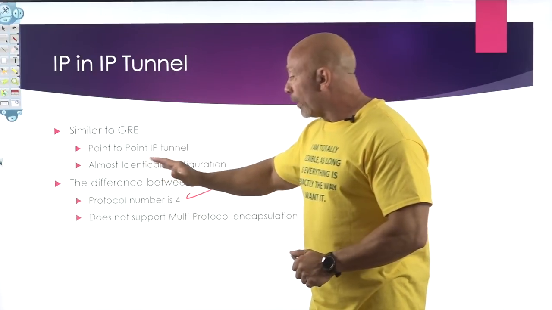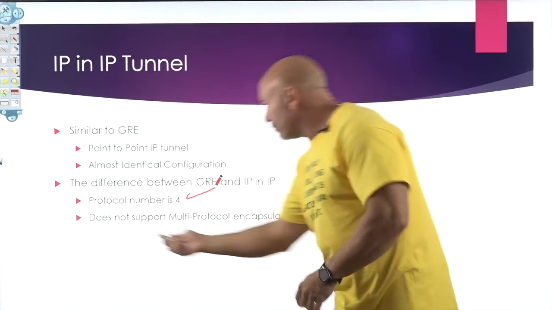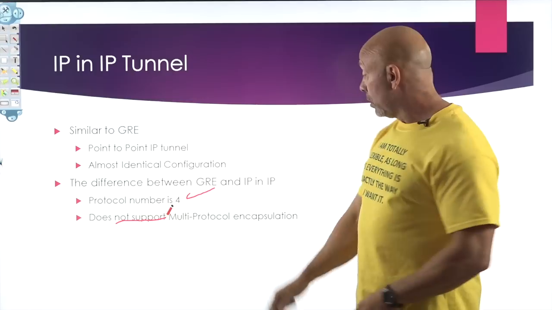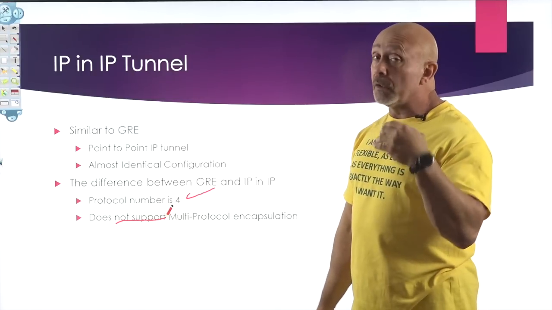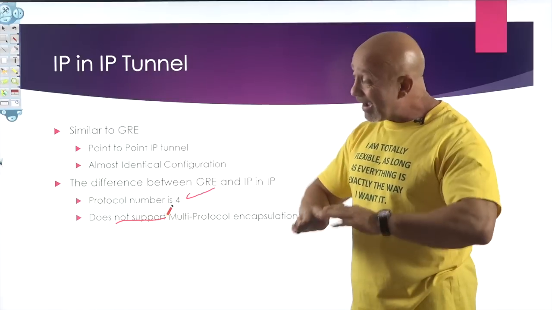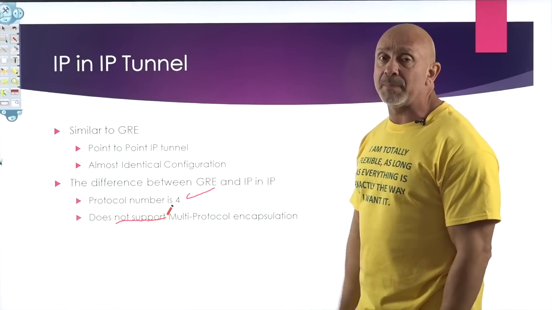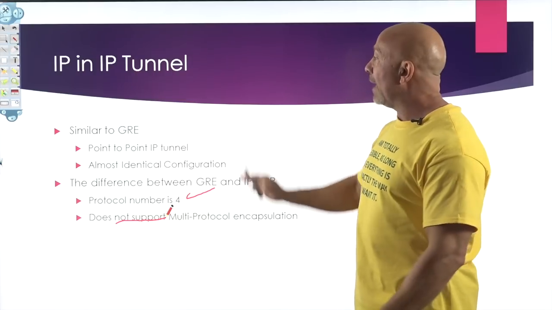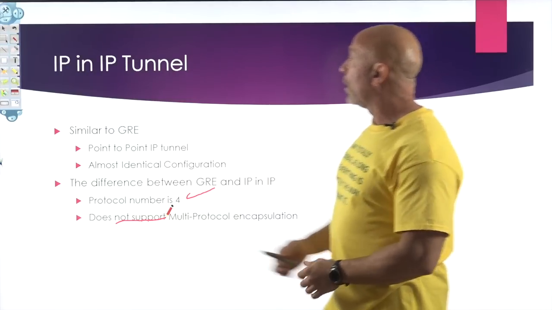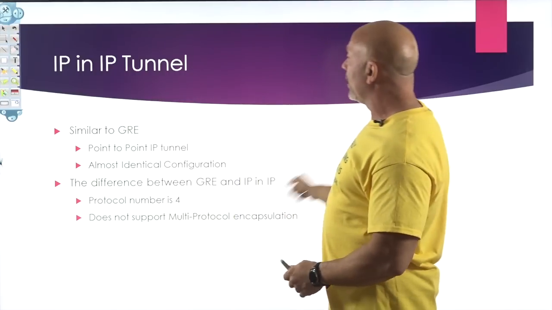But again, another thing is that it does not support multi-protocol encapsulation, meaning it only supports IPv4, no IPv6, no nothing else, just straight out IP, okay? So there is no other support for anything else than IP version 4. That's one of the drawbacks with IP and IP tunneling. Let's go ahead and erase those red lines. We don't want to see them again. Let's go to the next slide.